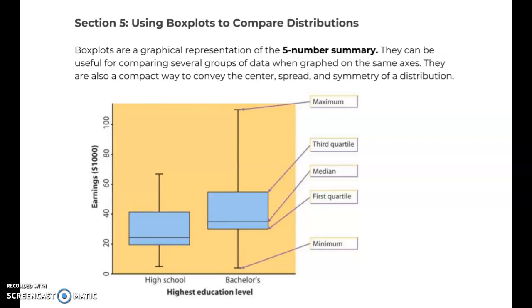Today we're going to look at box plots, and box plots are a graph that uses the 5-number summary. As you can see over here in the picture, we are comparing high school versus bachelor's, so the highest education level, and we're looking at their earnings in thousands of dollars. We're looking at numeric data, which a box plot is for, and we're comparing two different categories, high school versus bachelor's. So this is really a graph that allows us to show categorical versus numeric data.